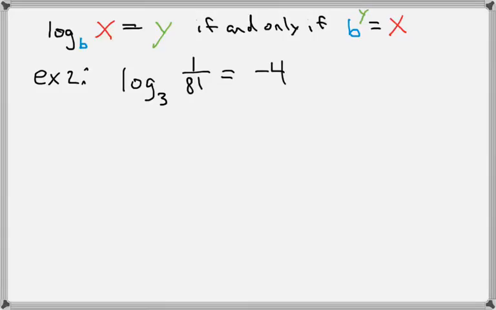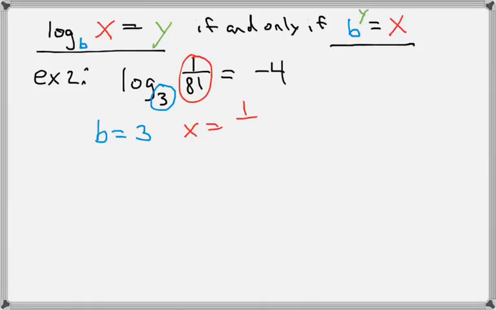Again, here we have log base 3 of 1 over 81 is equal to negative 4. This is currently in log form, and we want to convert it so it is in exponential form. So first step, as with going the other direction, our first step is to identify our three pieces. So this guy is our b, so b is equal to 3. This guy is our x, so x is equal to 1 over 81. And lastly, this guy over here is our y, so y is equal to negative 4.